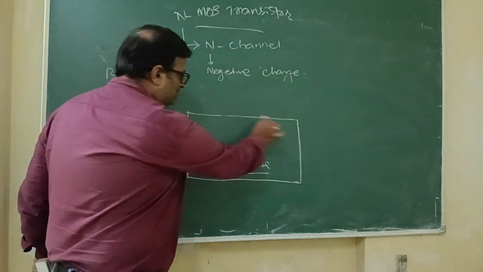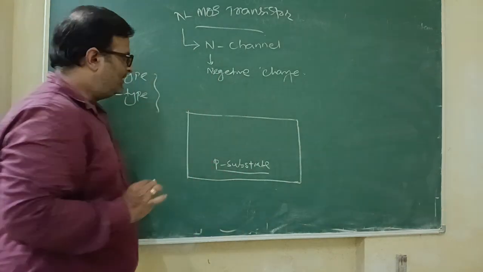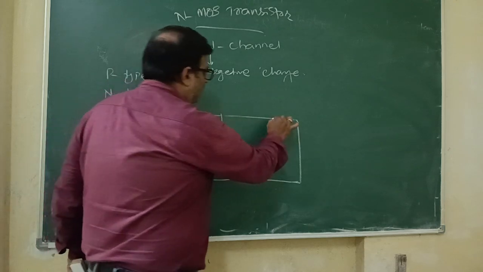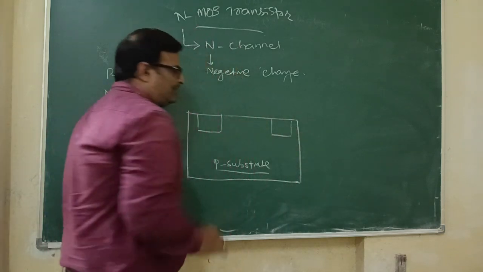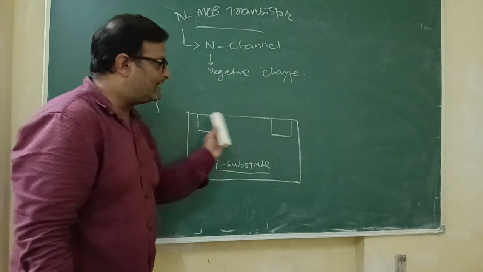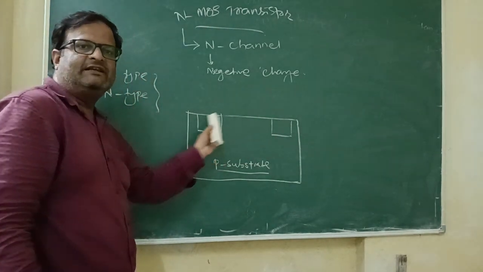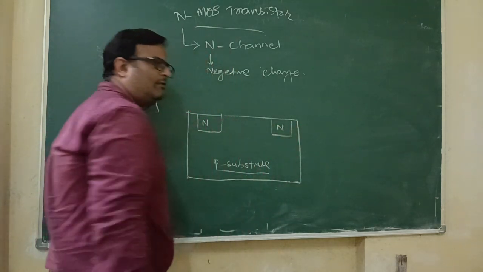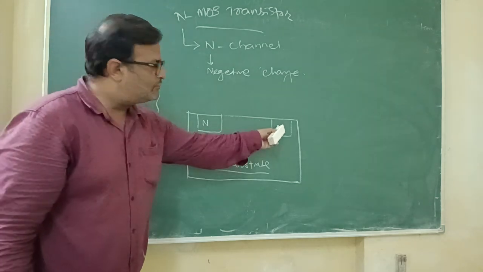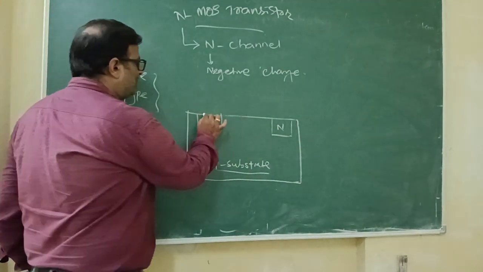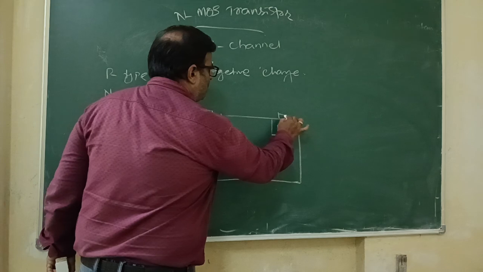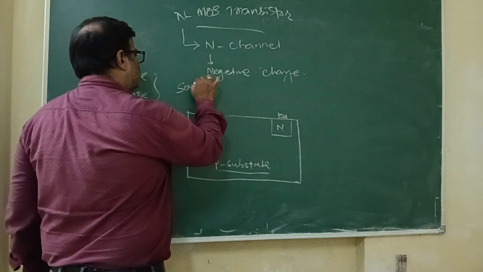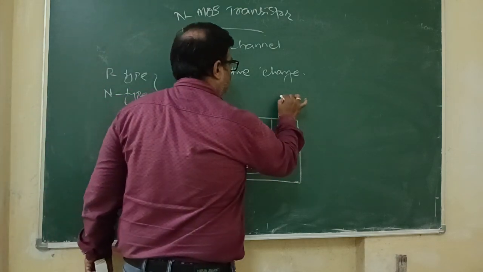Now this substrate is P type, and we have to make two N regions here. Now these two regions are N type. From these two N type regions, we make the two terminals of the MOS transistor. One is known as source, the other one is known as the drain.